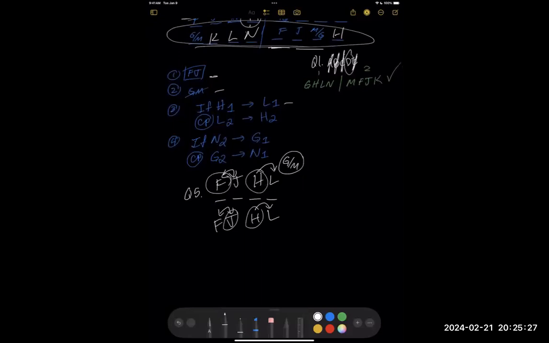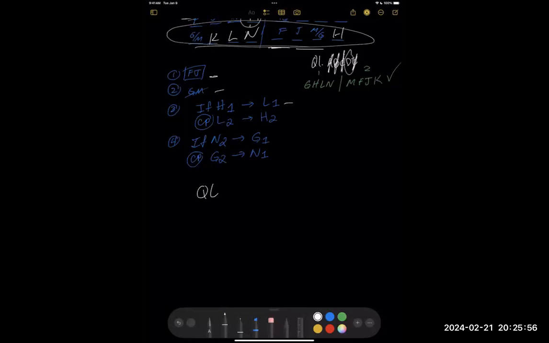So with F and J, if one of them's in, the other one has to be in. With H and L, it depends which group we're putting them in. If we're putting H in group one, then L comes with. If we're putting L in group two, then H comes with. But if we put L in one and H in two, then that's totally fine. They can be separated. So the correct answer for that one is B.